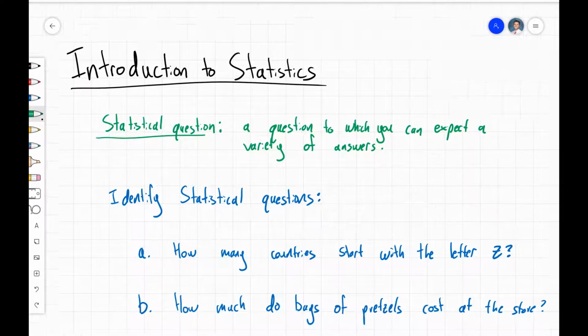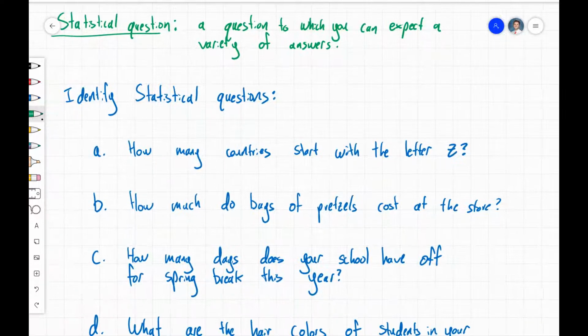to this question? So for example, as we look at A, it says, how many countries start with the letter Z? Well, we know that there's a fixed number of countries that start with the letter Z. So no matter who we ask, well, assuming they know the answer, right, we would get the same number. There's only one answer to this question. There's a specific number of countries that start with the letter Z. So this is not a statistical question.